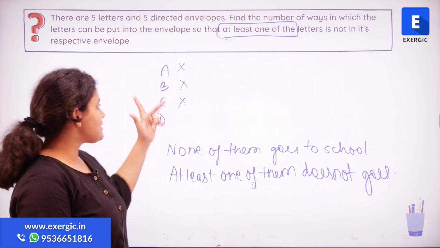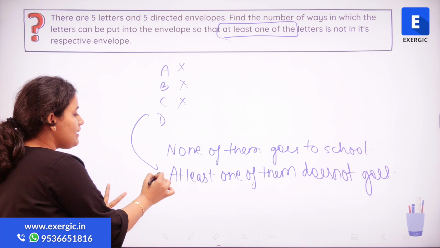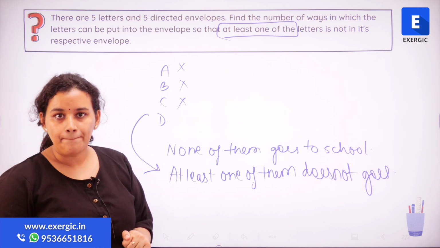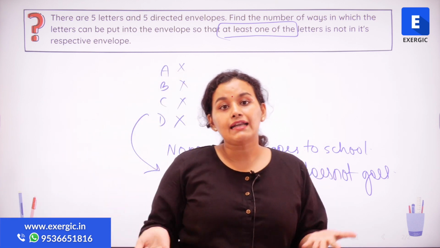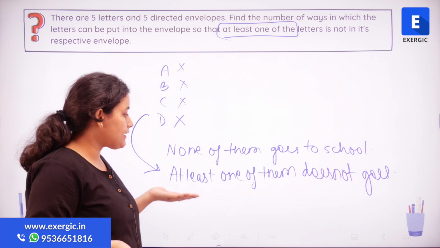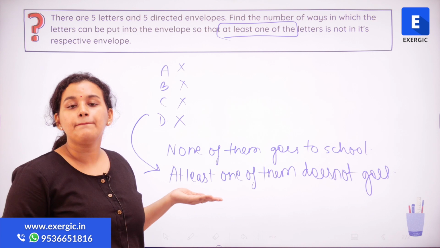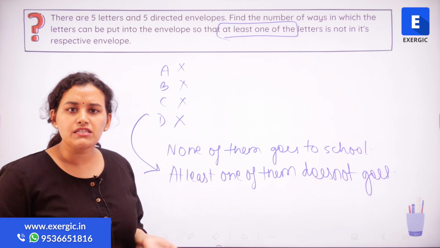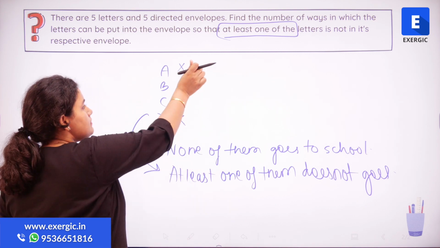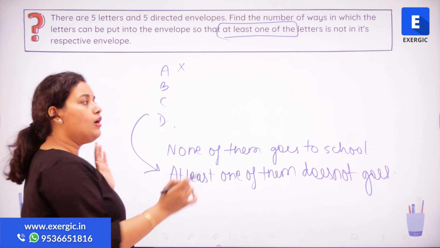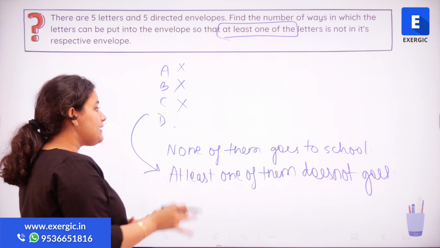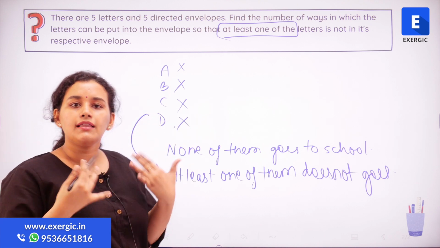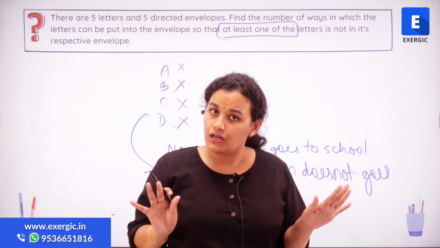So all of these are included in the case of at least one. Also, if all 4 of them are not going, that is also included in the case of at least one of them not going to school. At least one is not going means it's possible that A doesn't go, B, C, D go. A, B don't go, but C and D go. A, B, C don't go, but D goes. And it is also possible that A, B, C, D, none of them are going.